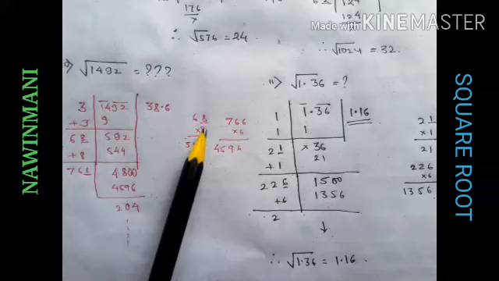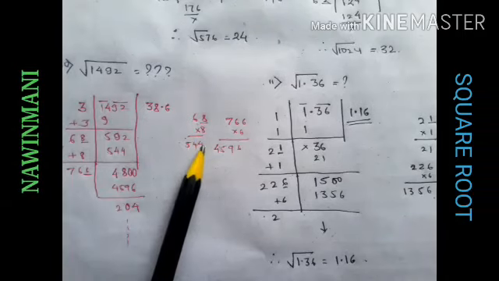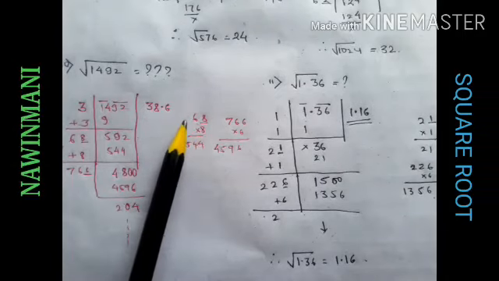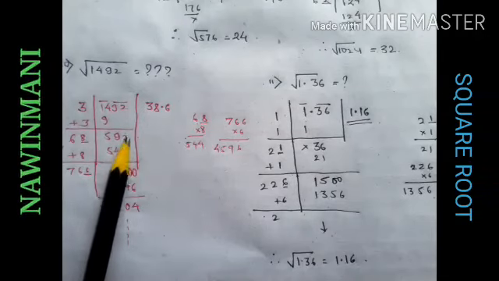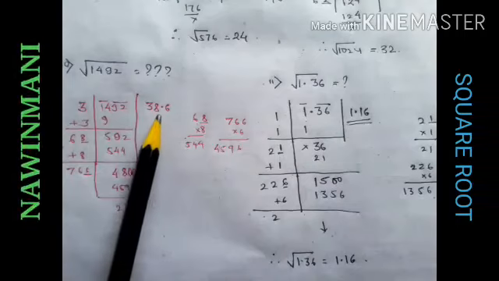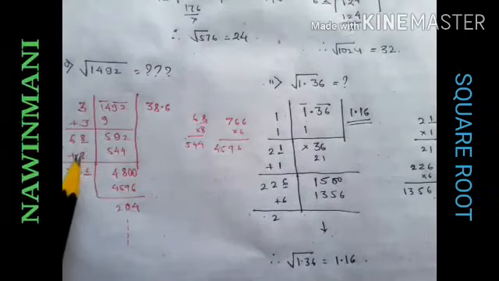When I try it with 8, then 8 8s are 64, 8 6s are 48, 49, 50, 51, 52, 53, 54. So 554 I get, which is less than this. Okay, so I put 8 here. Then again I will add this 8, I get 76.